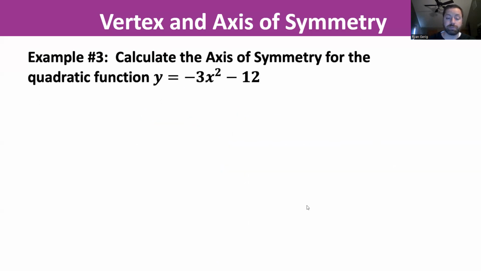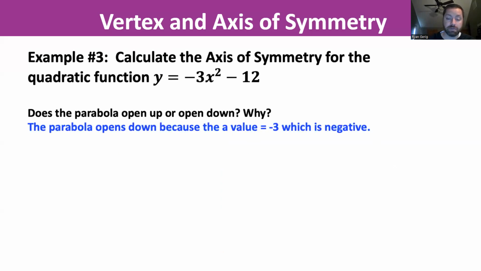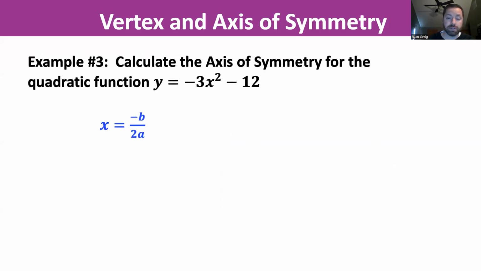Let's try this one. Does this one open up or down? And why? Hopefully you see that it opens down because the A value is negative. Right? So let's find the actual axis of symmetry.